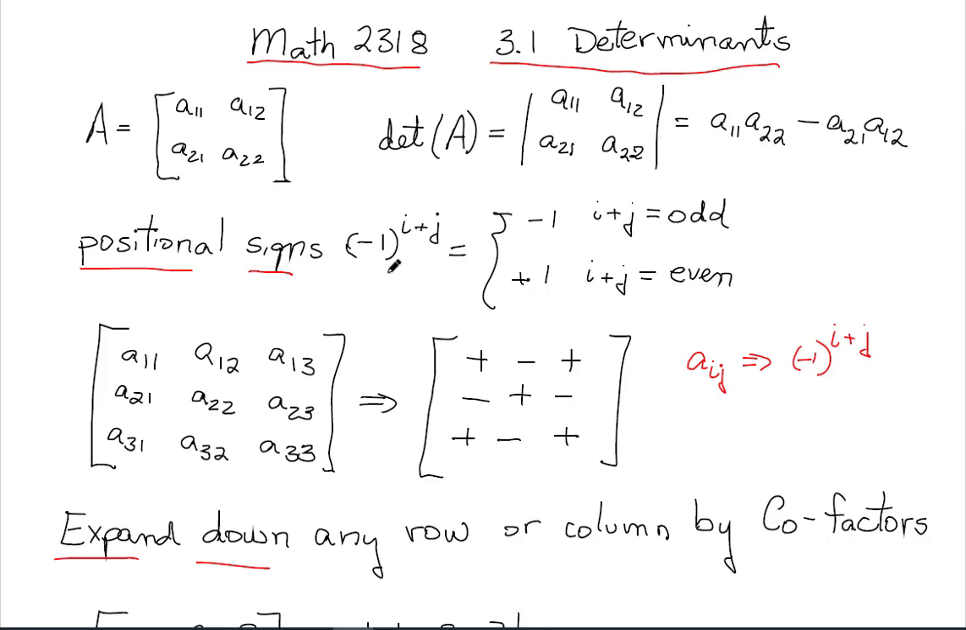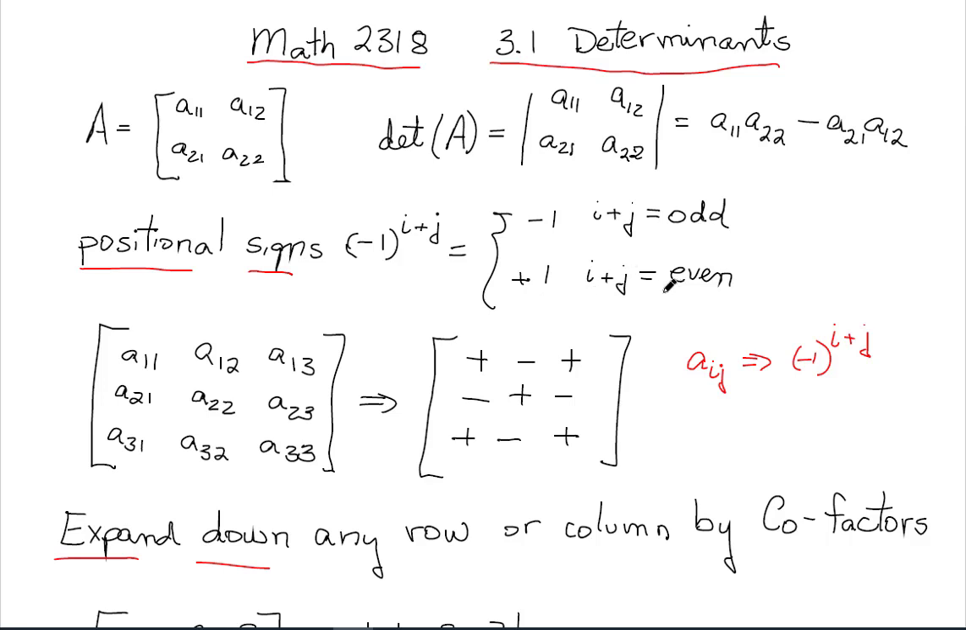Now, beyond a 2 by 2 size, we have what are called positional signs. The positional signs are minus 1 to the i plus j. i is the row number, j is the column number. So you sum those two together. What you're going to get is minus 1 if the sum is odd, and a plus 1 if the sum is even.